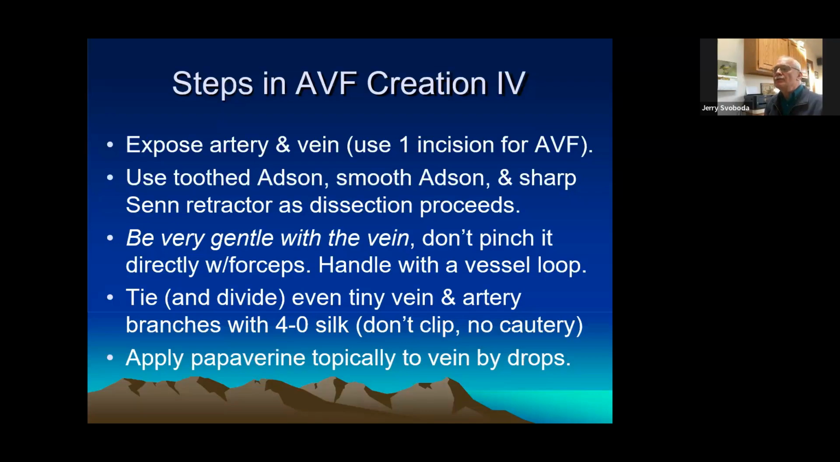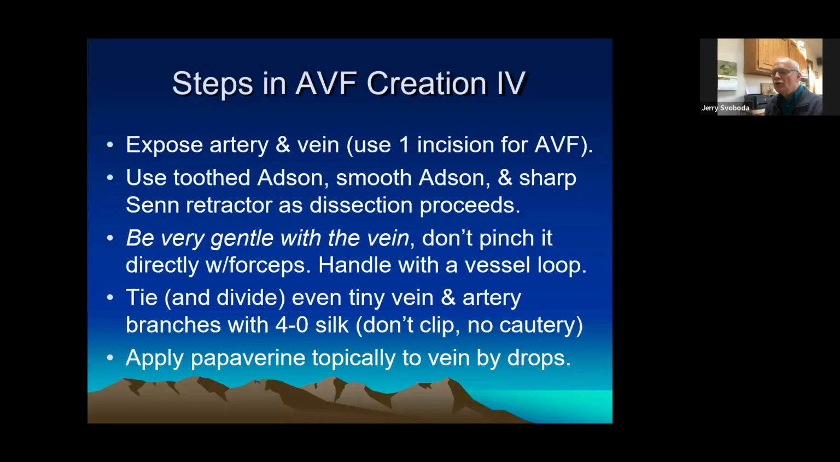So basically the steps are to expose the artery and vein using the Adson forceps. Be very gentle with the vein. Don't pinch it. Try and handle it with a rubber band or vessel loop. And even tiny vein and artery branches must be tied. 4-0 silk is ideal. 4-0 Vicryl works fine.